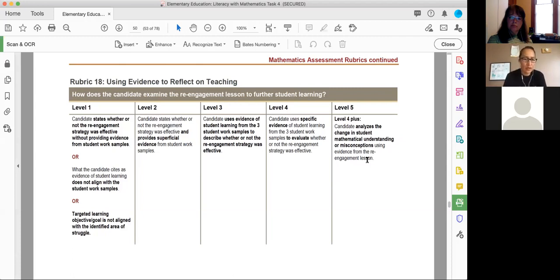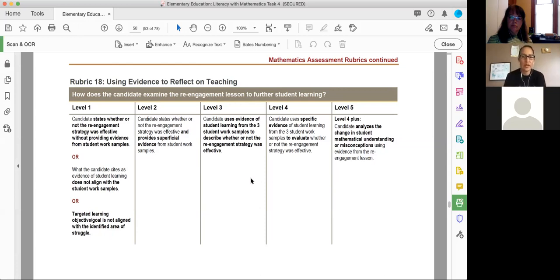Or targeted learning objective goal is not aligned with the identified area of struggle. Okay, so remember, based on your analysis, you identified this one area of struggle. So if your analysis went well and everything else led you to this conclusion and that's all good, make sure that's what you're focused on in the re-engagement lesson, right? Don't go focusing on something else. Make sure it's aligned there.